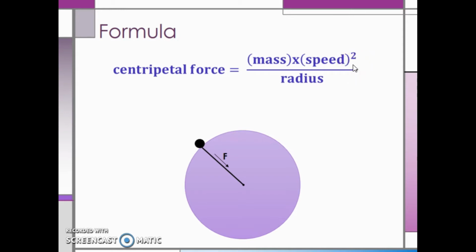Our units for centripetal force are the same as any other force: pounds in the English system, newtons in the metric system. Mass needs to be in slugs in the English system, speed is in feet per second, and the radius must be in feet. In the metric system, mass is in kilograms, speed is measured in meters per second, and the radius is measured in meters. This schematic is meant to demonstrate that the centripetal force is directed towards the center of the circle or the center of the curve.